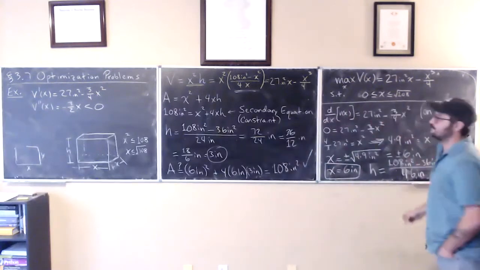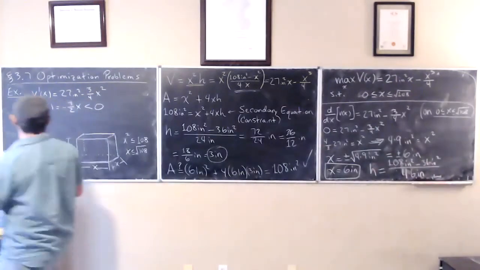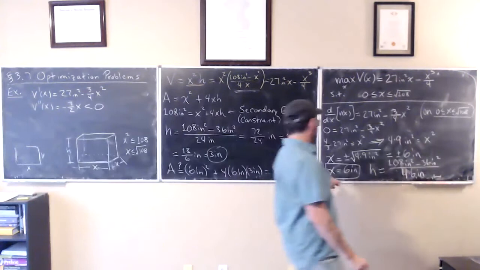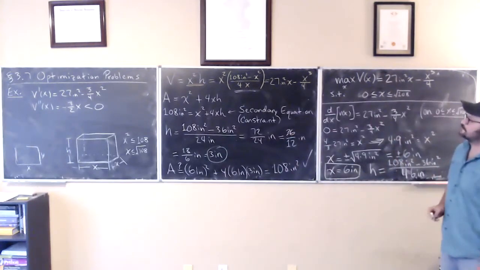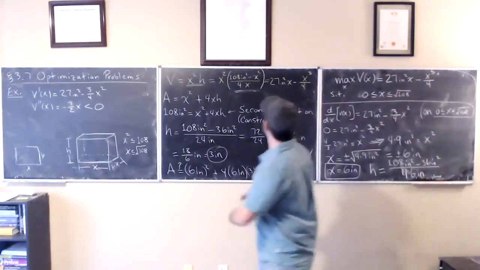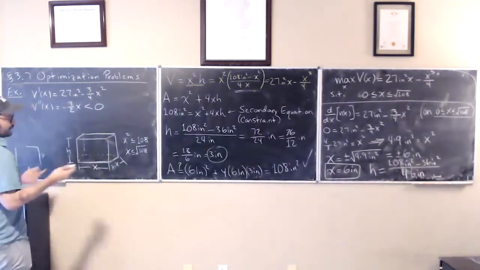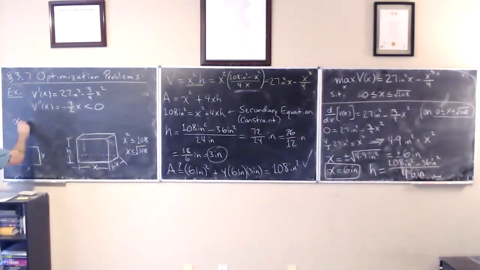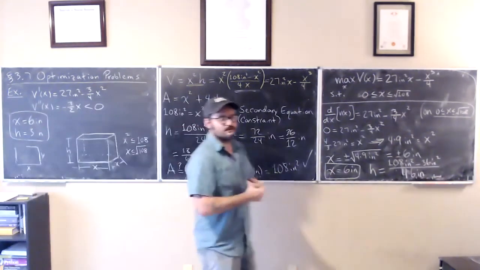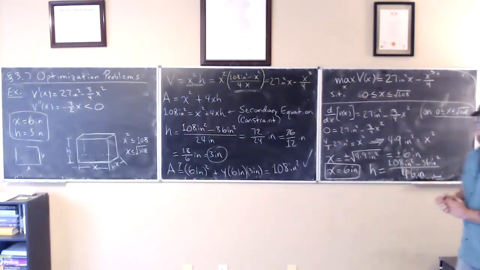Which means we're concave down, which implies that this will be a local maximum. In fact, yeah, it'll be a local maximum. So that's it, we're done. X is equal to 6 inches, and then the height is going to be 3 inches. And those are the dimensions that maximize the volume for that open box.